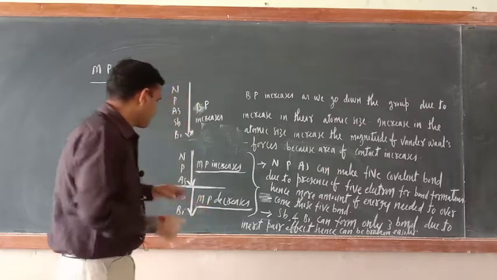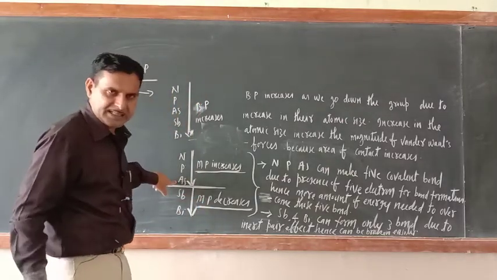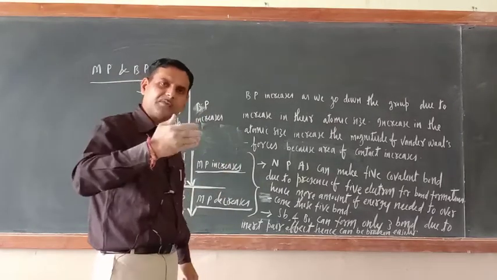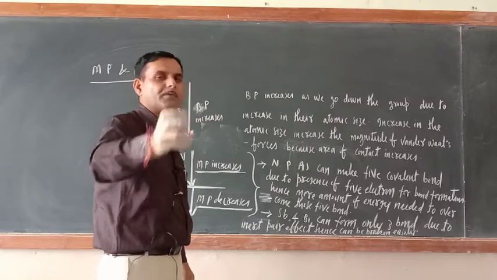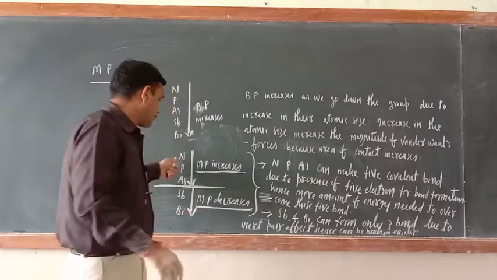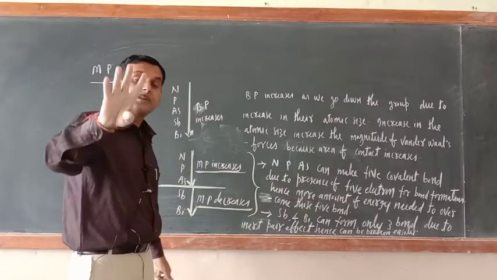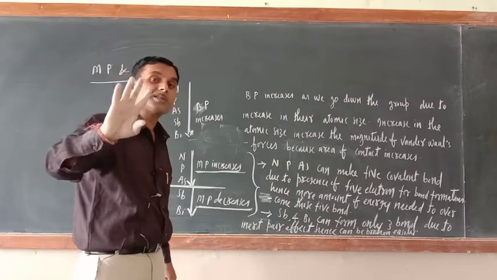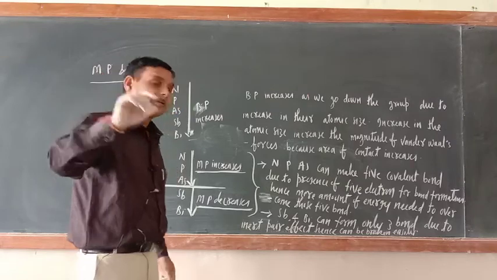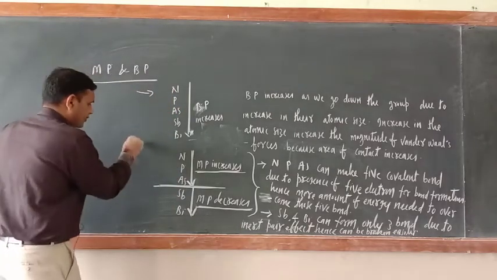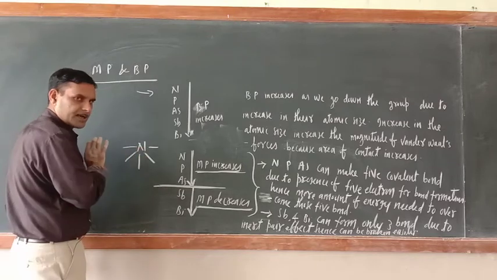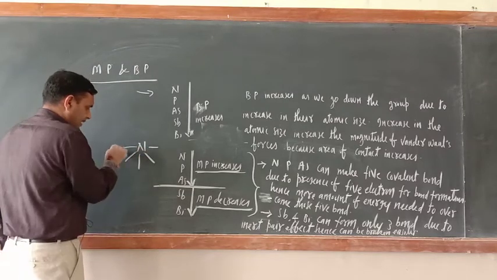So just see, nitrogen, phosphorus and arsenic, they have got 5 electrons in their outermost shell. All 5 electrons are available for bond formation. So nitrogen, phosphorus and arsenic, they will form at a time 5 covalent bonds. How many bonds? 5 covalent bonds. So just see, suppose this is nitrogen. So 1, 2, 3, 4, 5. 5 bonds are formed. Okay. With another nitrogen, N.